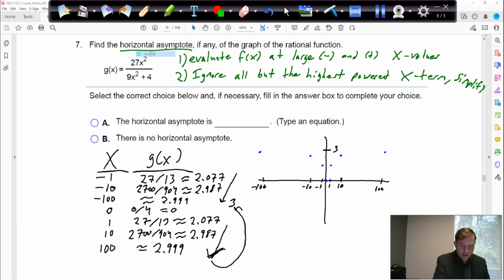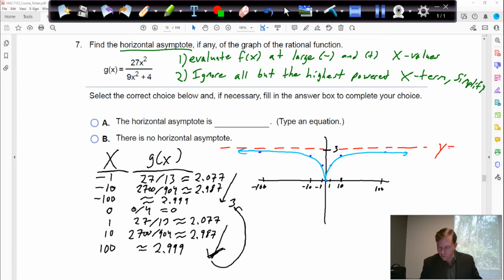So if we connect these dots, it's going to go like that, flatten out towards 3, and go like this and flatten out at 3. So what you get is a horizontal asymptote at the line y equal to 3. So this is a horizontal asymptote, which I'll abbreviate with HA. Okay, that's the long way to do it. But this will work. Plug in x's and see what your numbers are doing.